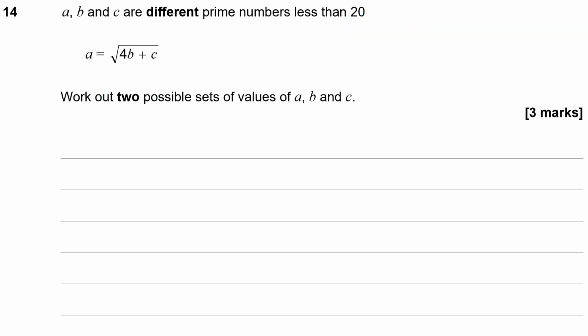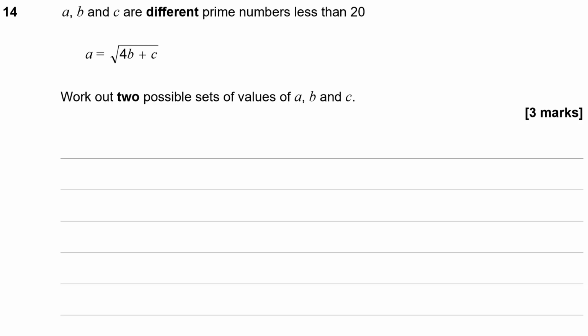Okay, question 14 says a, b and c are different prime numbers less than 20, and we're told that a equals the square root of 4b plus c. Work out 2 possible sets of values of a, b and c. Okay, so we've got some puzzle pieces that we need to fit together in a certain way.